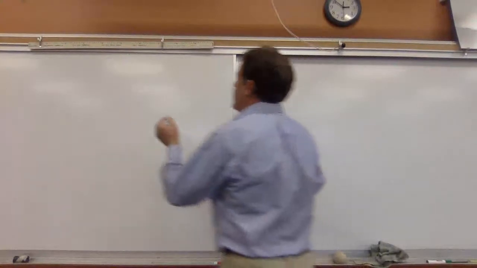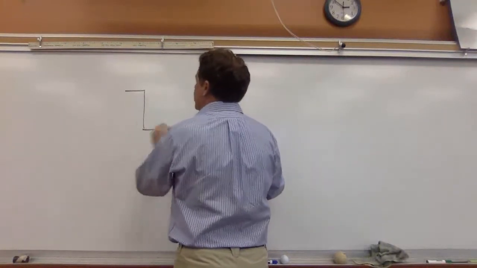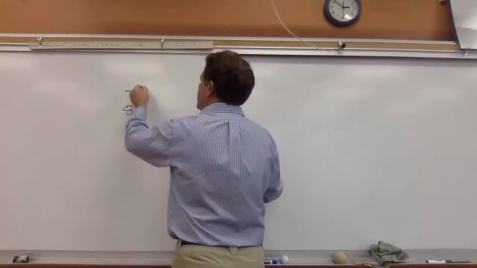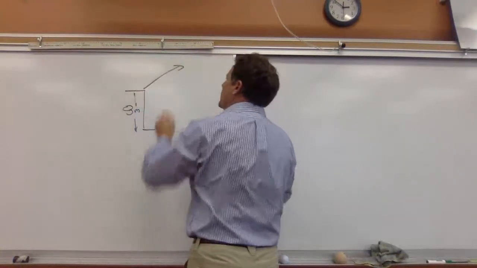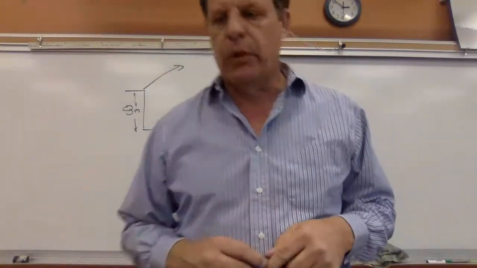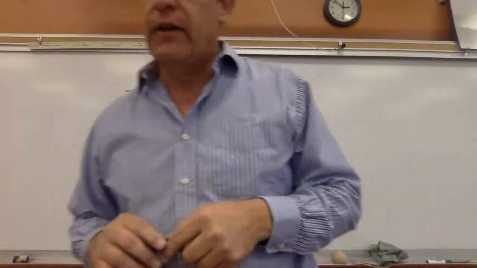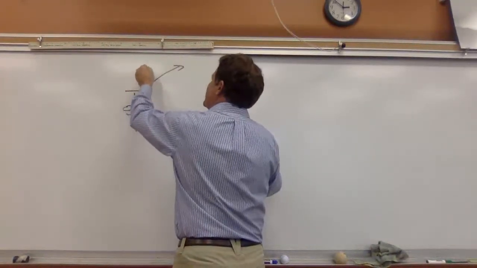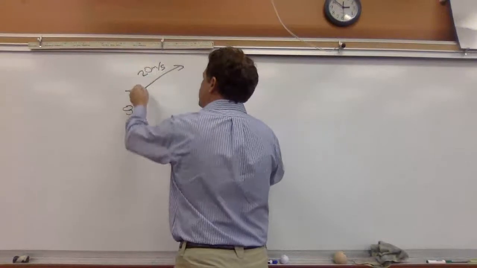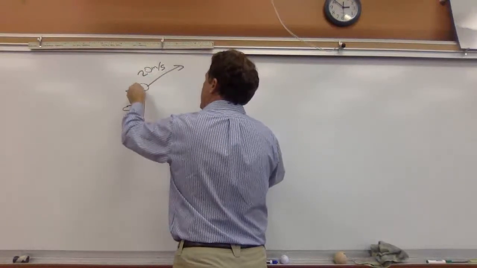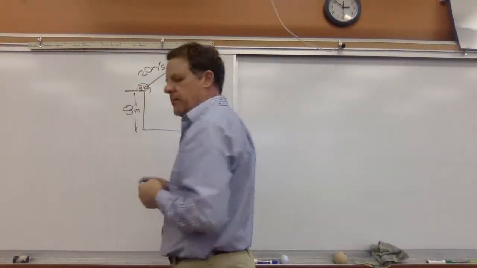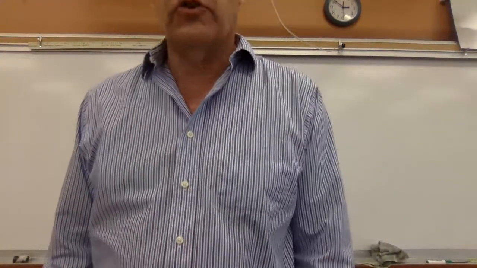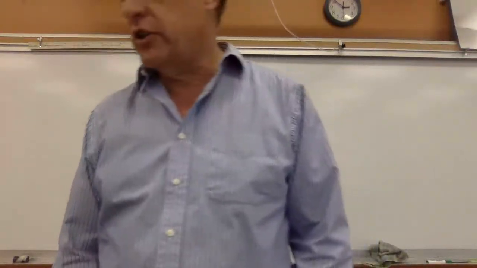So we're going to have a cliff, and this cliff is going to be 8 meters high. At the top of this cliff, we are going to shoot a projectile, and that projectile is going to have an initial velocity of 20 meters per second, and it's going to have a mass of 3 kilograms. It says calculate the initial gravitational potential energy.